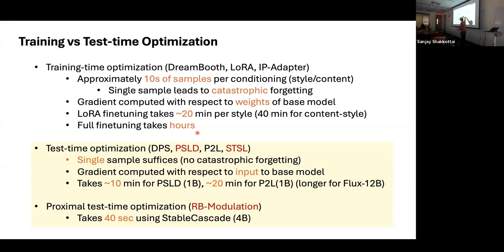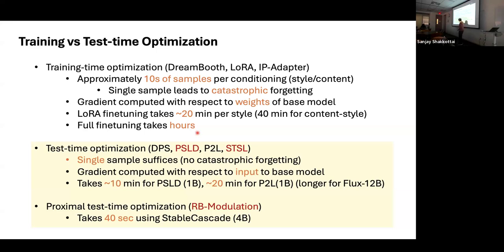In this case, when you're fine tuning, your gradients are computed with respect to the weights of the base model. It takes about 20 minutes per style if you're doing LoRA style fine tuning, whereas full fine tuning takes hours. I'm talking about on one A100. That's just to give you some sense of the numbers. If you do test time optimization, then what you're doing is no longer gradients with respect to weights of the model. You're taking gradients with respect to the input to this core network. And one single sample suffices, because that's the example you have, that one measurement.